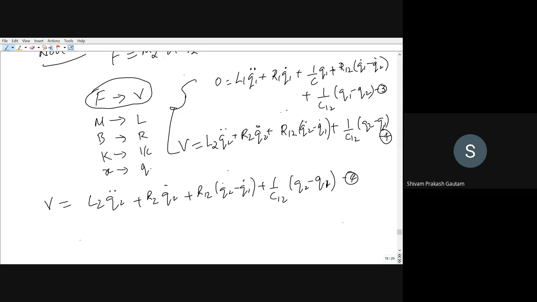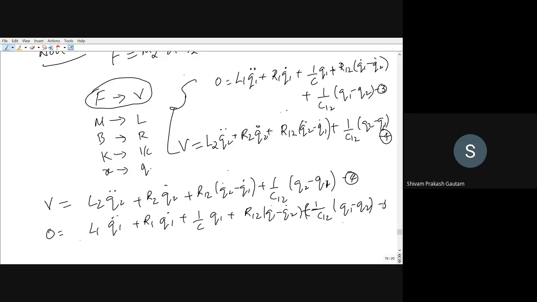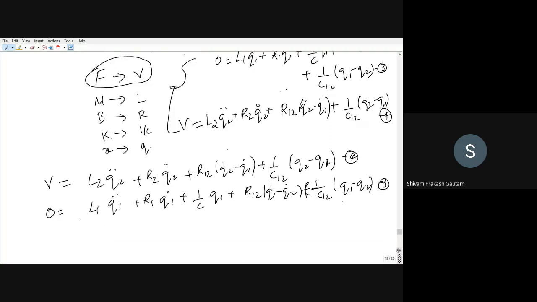And equation number 5: 0 is equal to L1 Q1 double dot plus R1 Q1 dot plus 1 by C Q1 plus R12 (Q1 dot minus Q2 dot) plus 1 by C12 (Q1 minus Q2). This is our equation. Is it okay? Any doubt till now?